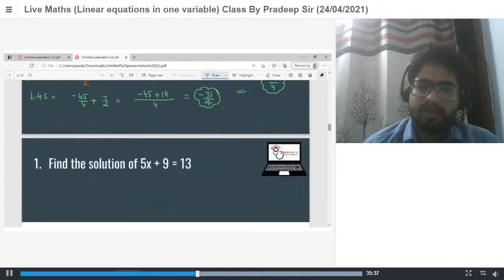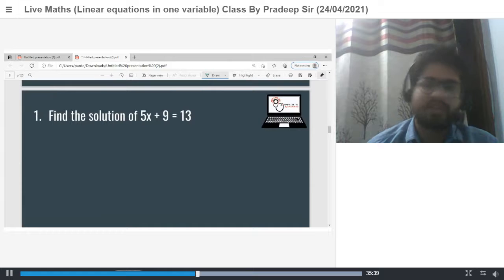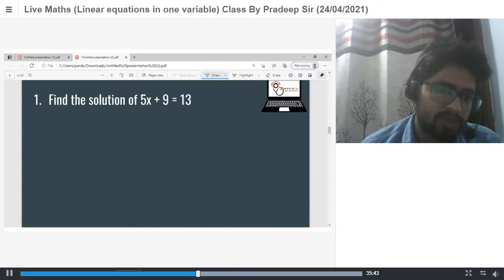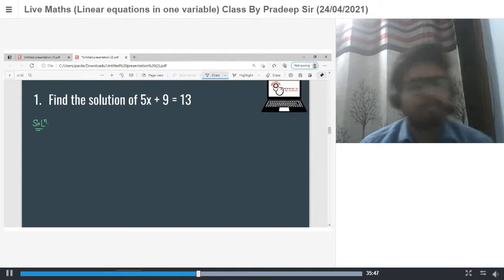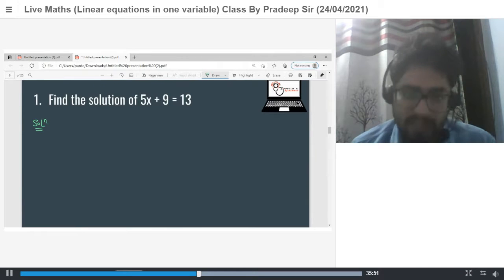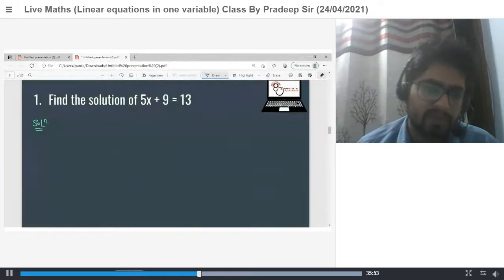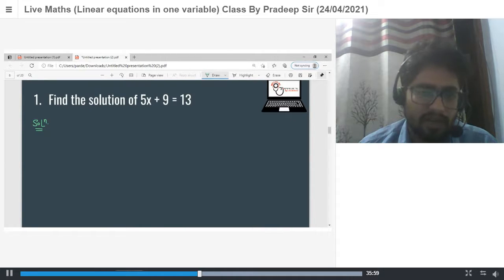Now here is the first question: find the solution of 5x plus 9 is equal to 13. The first question I'll do for you. What is the procedure? Shift all the variable terms to the left hand side, first step, and shift all the constant terms to the right hand side.